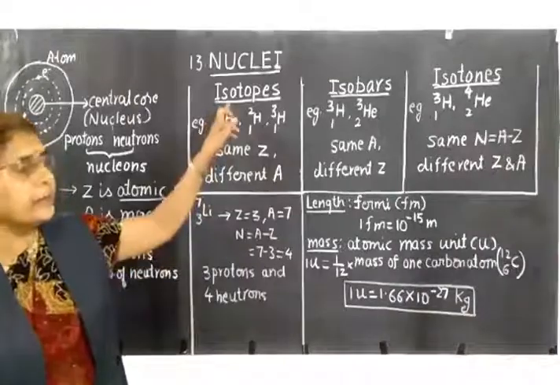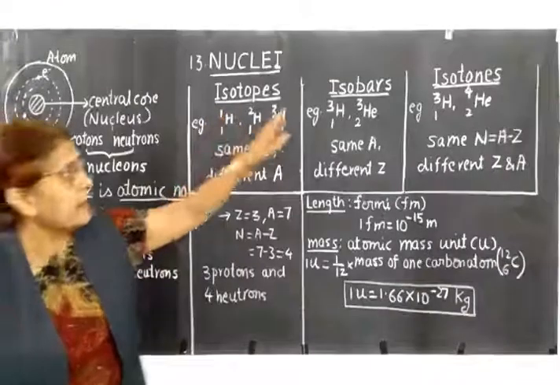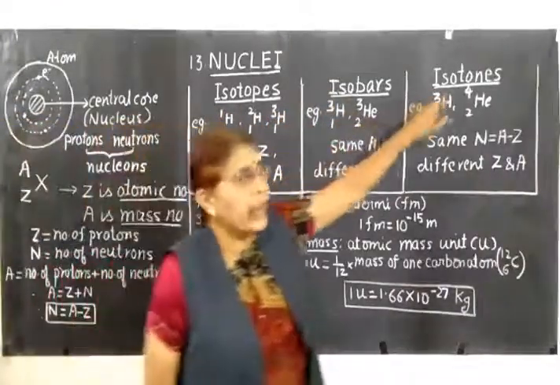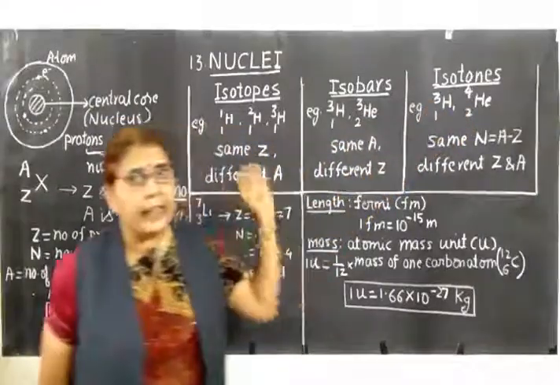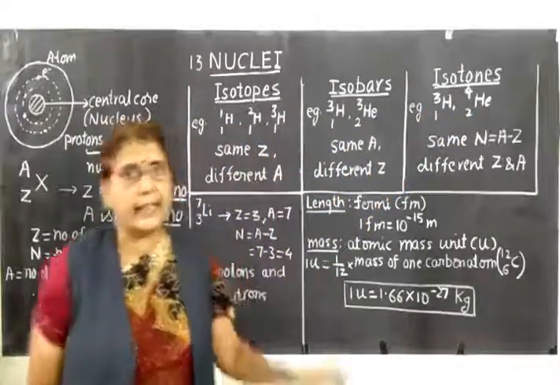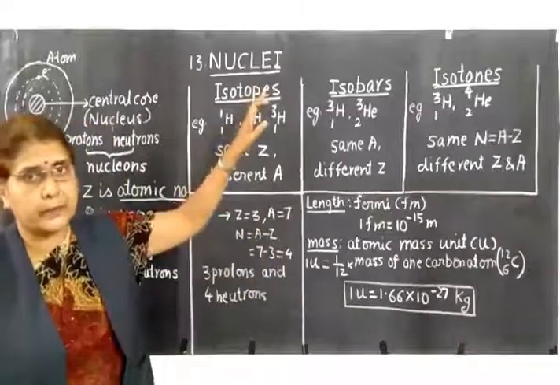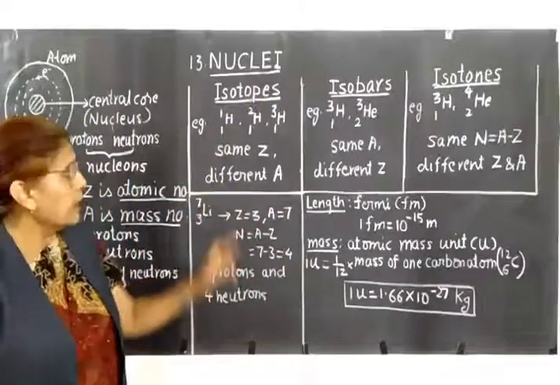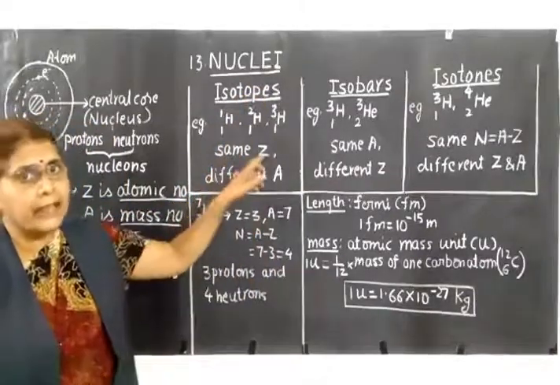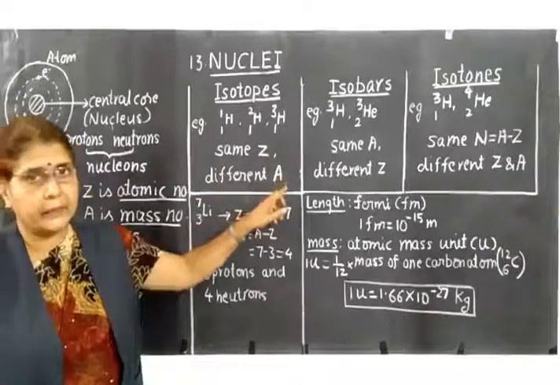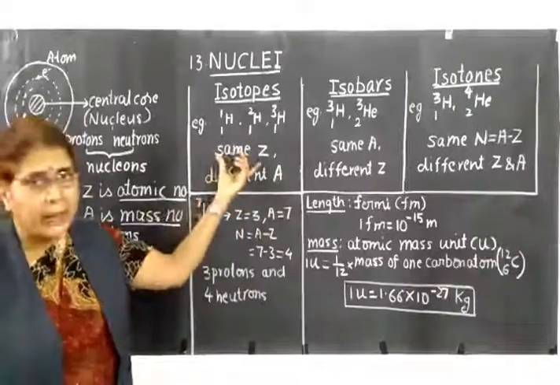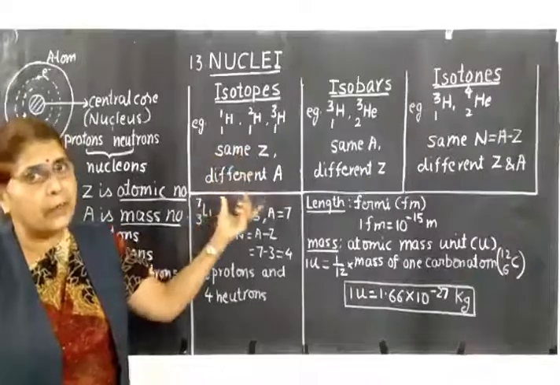I have taken 3 types here: isotopes, isobars and isotones. Let us define each one of these. Let us take the first one, isotopes. These are the nuclei with the same Z value but different A. Meaning, they have the same atomic number but different mass numbers.